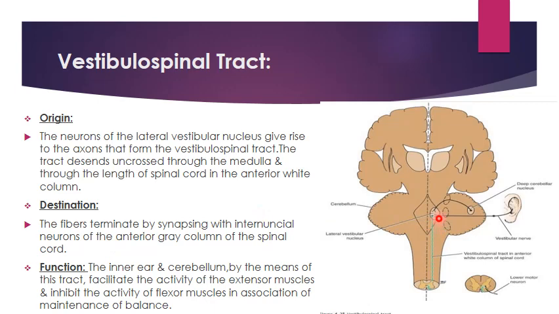Here you can see the lateral vestibular nucleus present in the pons, and the fibers that arise do not cross to the opposite side and descend as the vestibulospinal tract to reach the anterior white column of the spinal cord, and these fibers terminate by synapsing with the internuncial neurons or interneurons present in the anterior gray horn of the spinal cord.